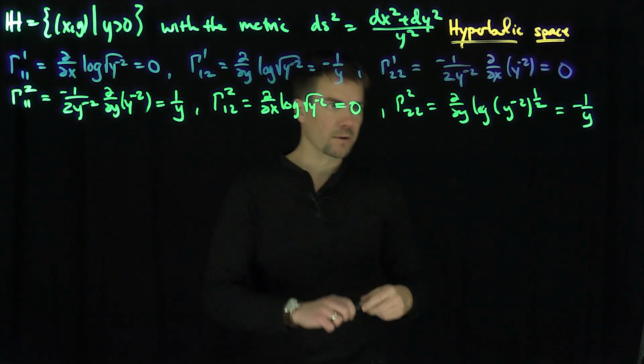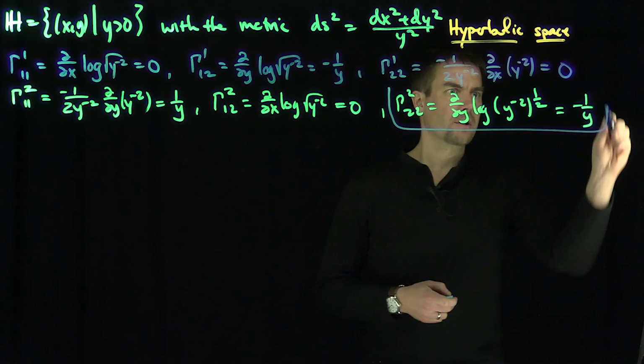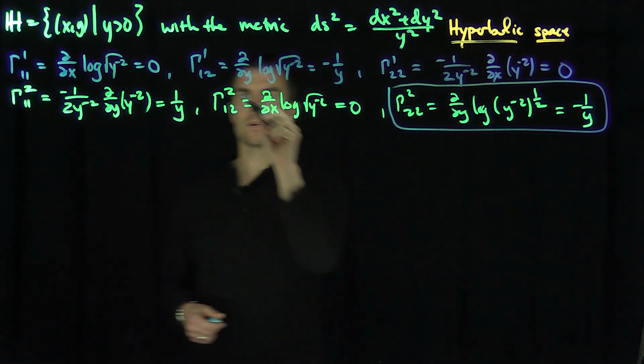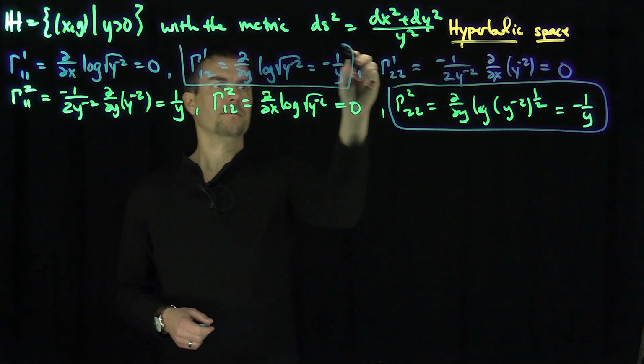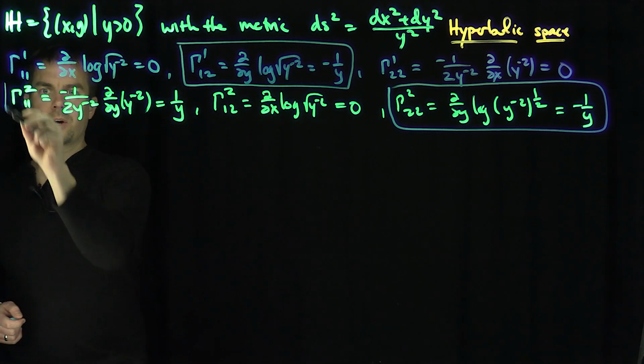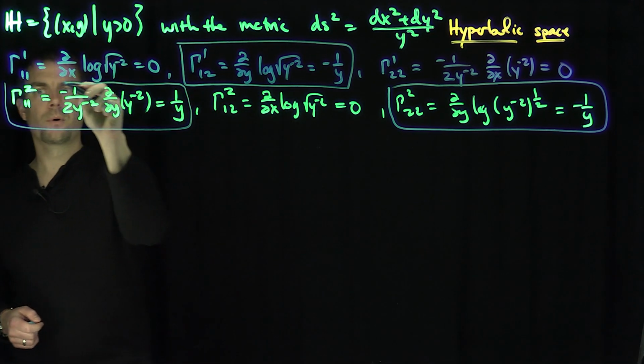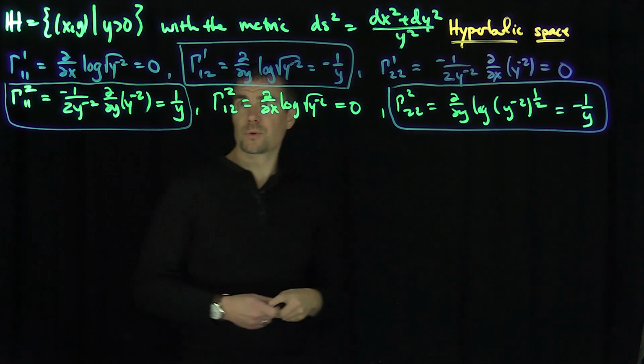Let's just highlight the ones that aren't 0, because that's going to be essential when we do our Ricci tensor, right? So this guy over here, not 0. This expression over here, not 0. And then this expression over here, not 0. Those are the only Christoffel symbols which are not 0.